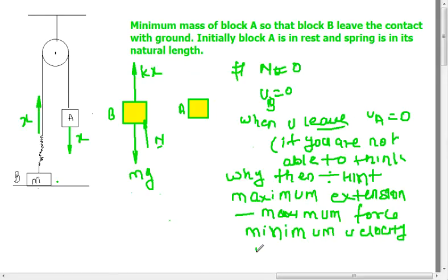Okay, in magnitude. Okay, so you should think about this point, and I hope you get your answer by yourself.